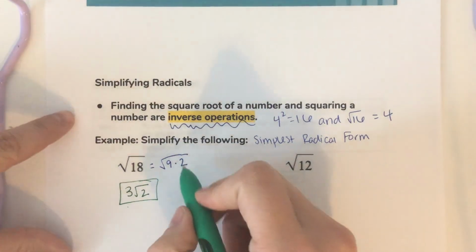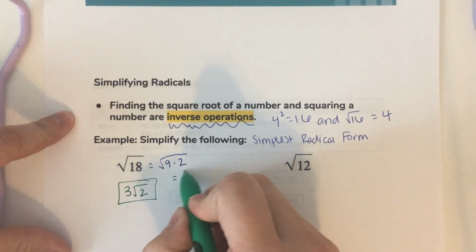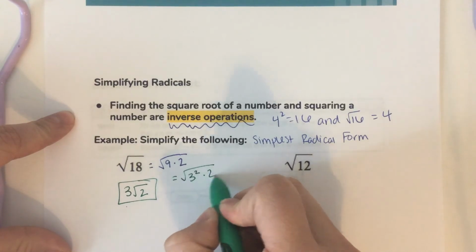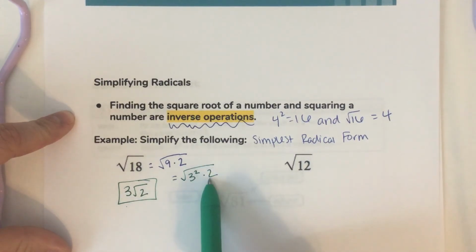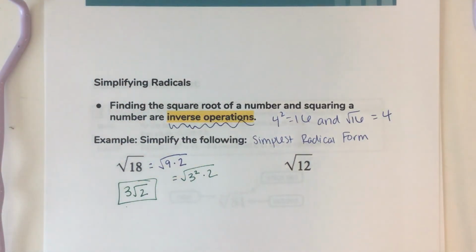Before, we might have looked at it, just coming back up here, as, oh, well, 9 is 3 squared times 2. And since the square root and the square cancel each other out, I pull the 3 out in front, leave the 2 behind. That's another way we talked about it in class earlier in the year.